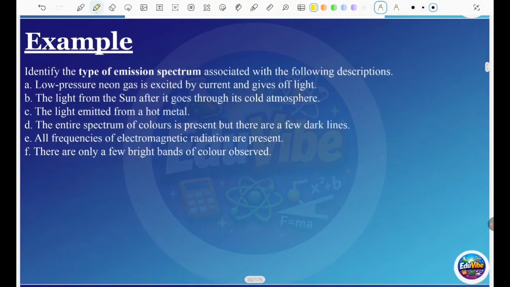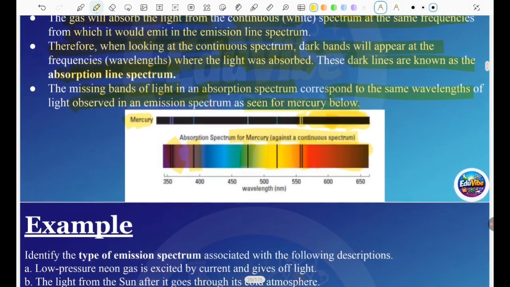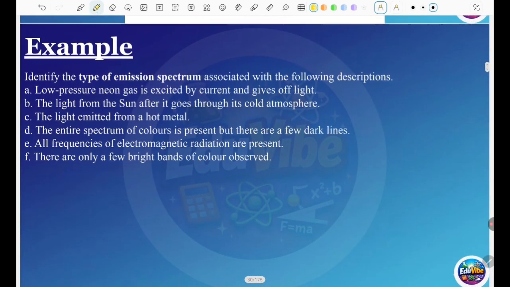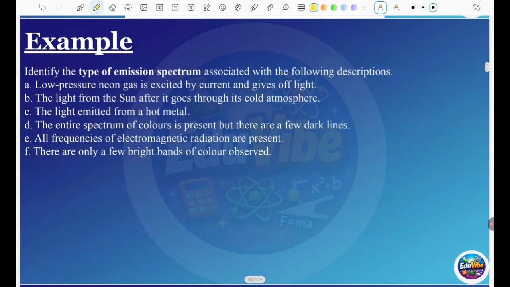So we have some examples of this. Sometimes you get this type of example too, where you have to find the missing elements. We will discuss that in practice questions. For now, we discuss this question: identify what type of spectrum is associated with the following descriptions. First, a low pressure neon gas is excited by a current and gives off light. When it is excited by a current and gives off light, we have an emission spectrum, which we discussed already.